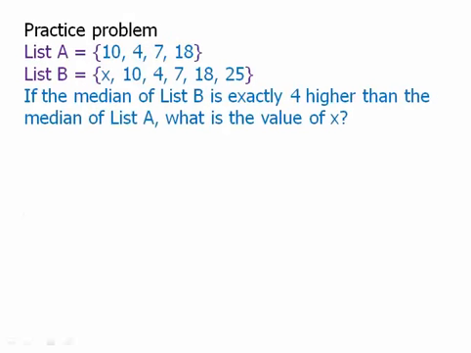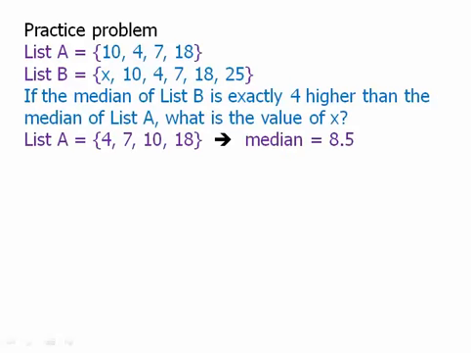Here's a practice problem. Pause the video and then we'll talk about this. Okay, the median of list B is exactly 4 higher than the median of list A. All right, so the very first thing we need to do is find the median of list A. We put the terms in order. The median is the average of 7 and 10, which is 8.5. That's the median of list A.